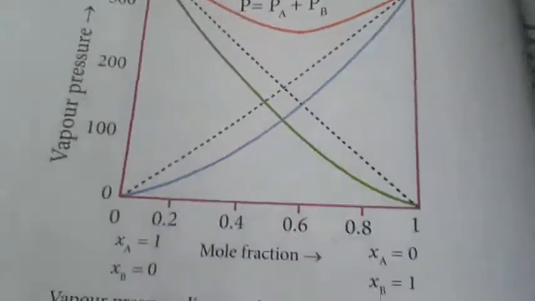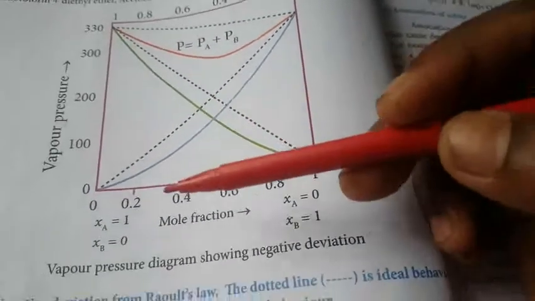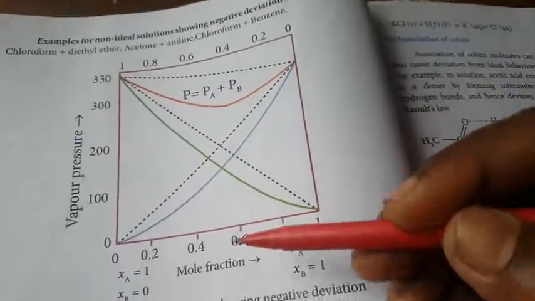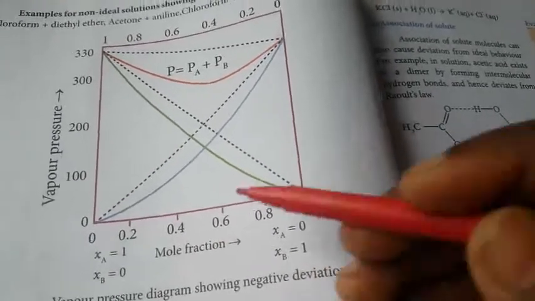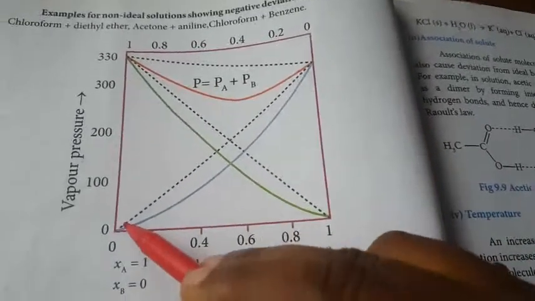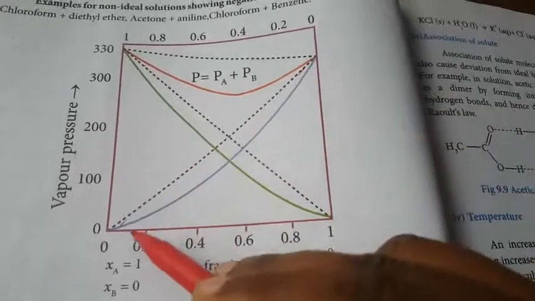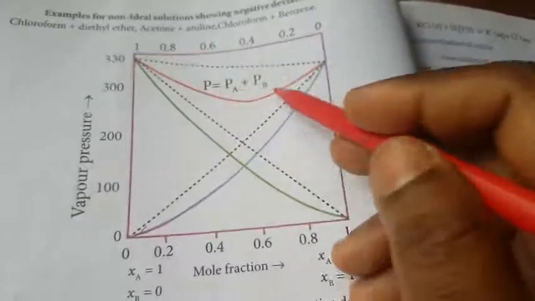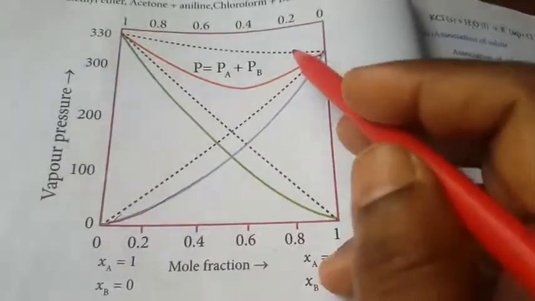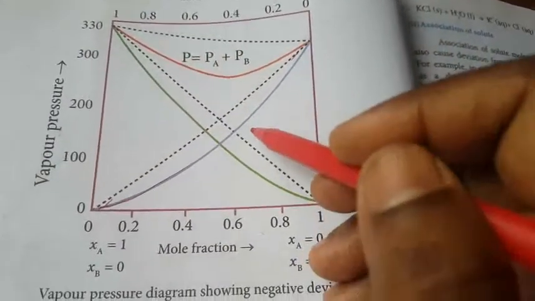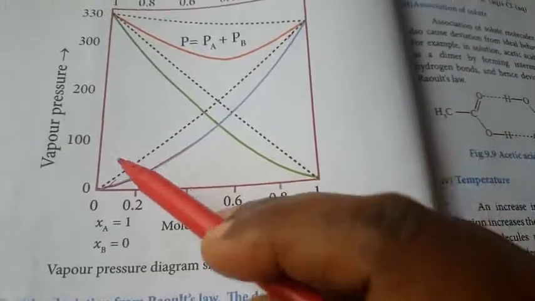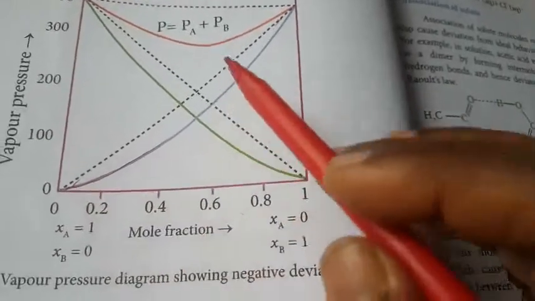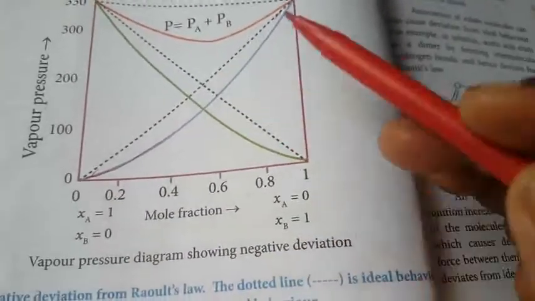Here again the same thing, with XA, for phenol and aniline, chloroform and diethyl ether. The dotted line is the ideal behavior, and the solid line is the actual behavior. The escaping tendency is lower. Here the partial pressure and the total pressure are also lower. So from this graph we can conclude that the lower the vapor tendency, that is the escaping tendency, it is called negative deviation.